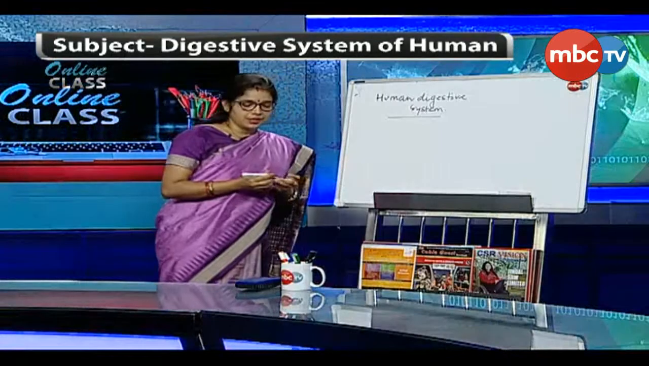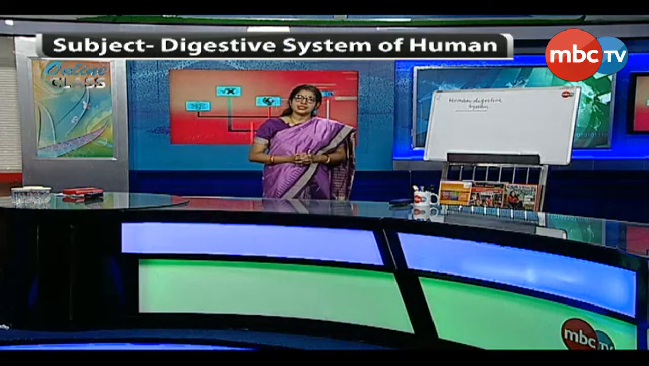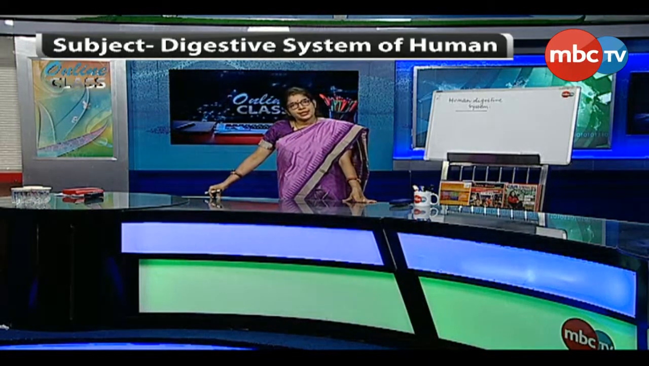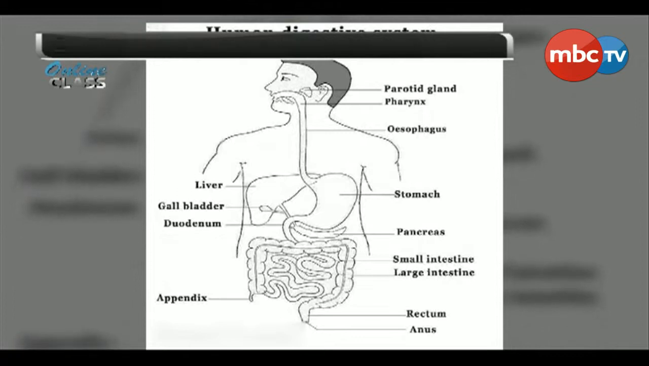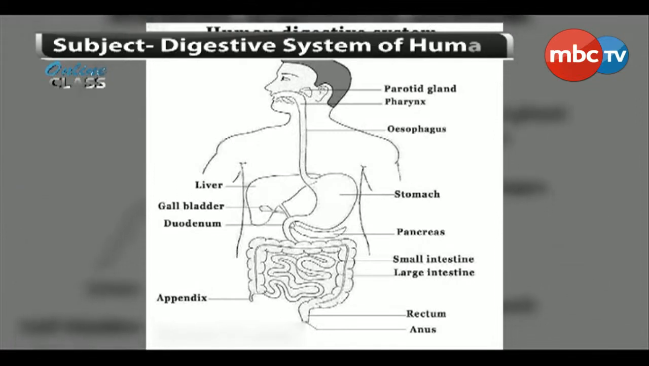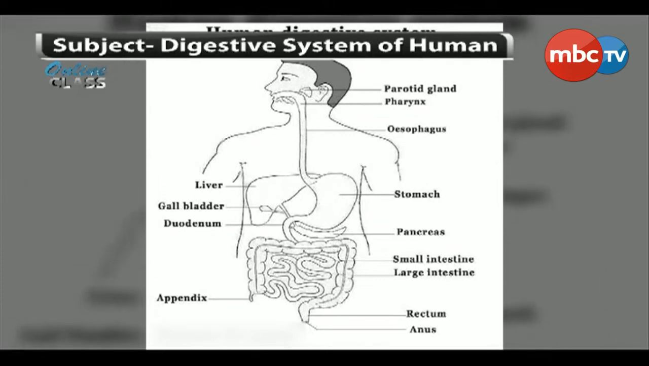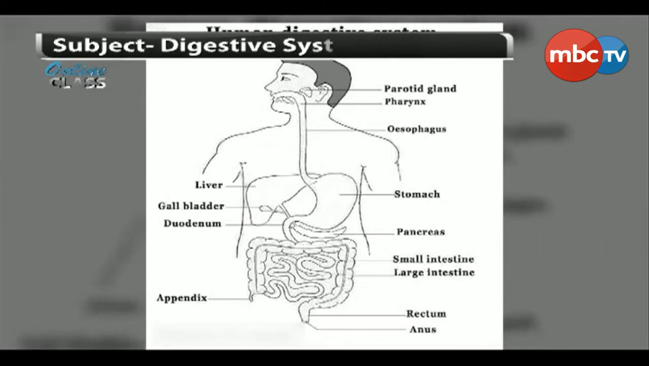So, first of all, before starting human digestive system, we know what is about digestion. Digestion is the process in which the complex food substances will be broken down so that we will get simple food substances. Let's first see the diagram of human digestive system. Human digestive system is divisible into two parts. First one is alimentary canal and second one is digestive glands.